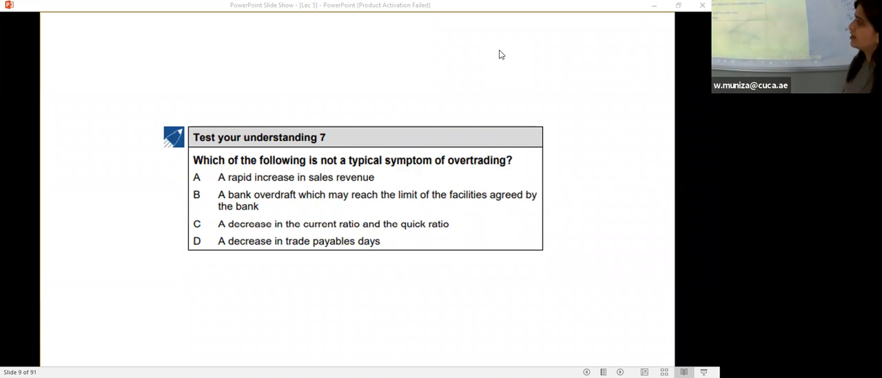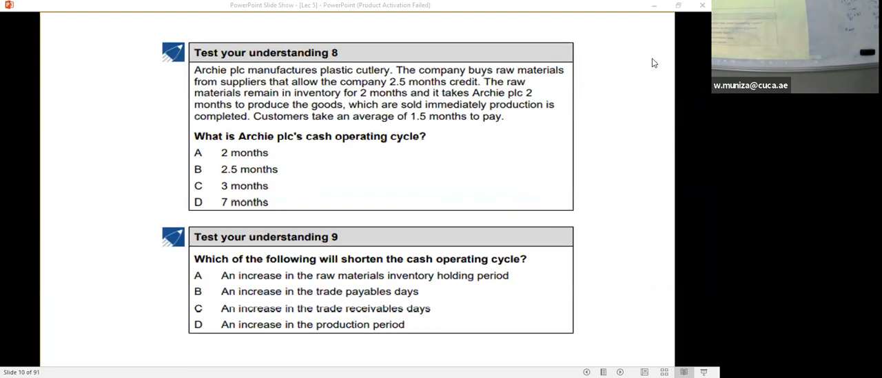A decrease in the current ratio and the quick ratio. This is a symptom of overtrading, when your current assets drop relative to your current liabilities. A decrease in trade payables days, this is not a symptom of overtrading. When the trade payables days are decreasing, the company is actually working on liquidity, trying to pay its debts in lesser time periods. So this is not a symptom of overtrading, this is a symptom of liquidity.